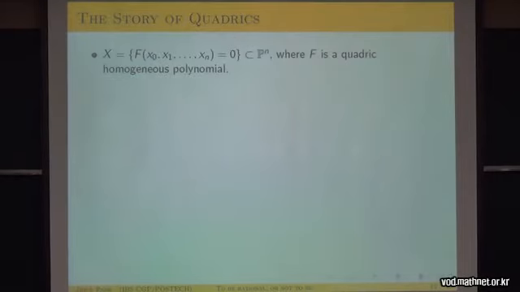So here x is defined by a quadric homogeneous polynomial. Okay, that's our object to study. All right, and suppose you have one k-rational point. So by coordinate change, you can assume that this point is the point (1, 0, 0, 0, 0).